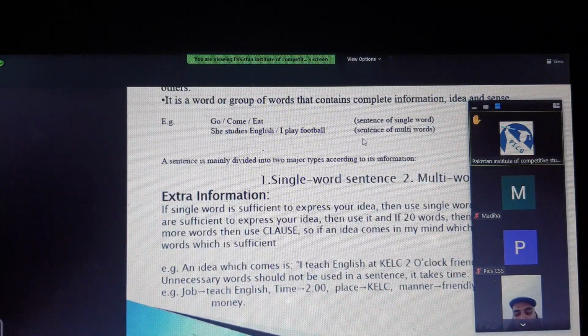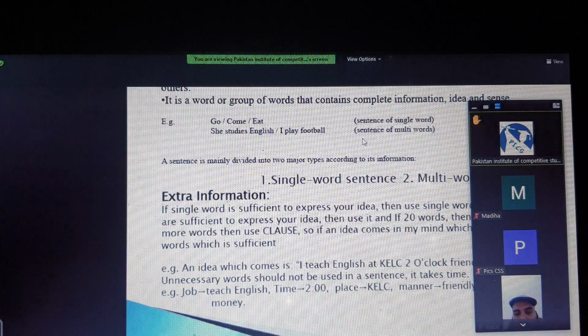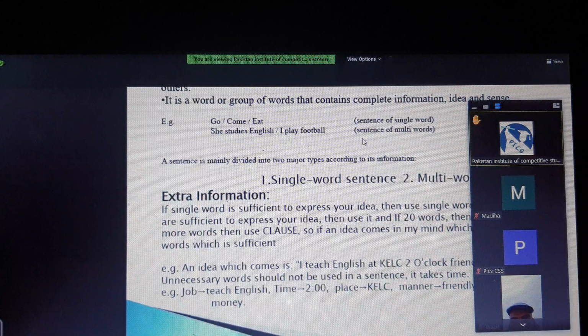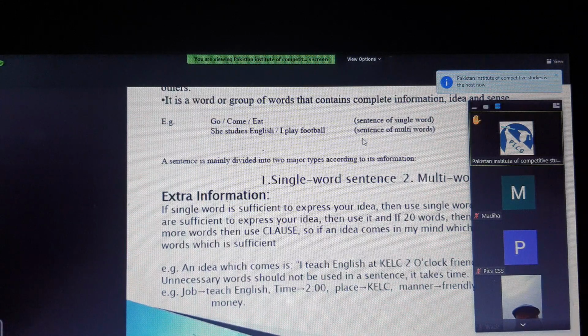So some sentences can have 4 words, some sentences can have 5 words, some sentences can have 10 words, some sentences can have 20 words. So if a sentence has 20 words, it means these 20 words were the requirements of that idea. If a sentence has 10 words, it means these 10 words were the requirement of that idea. So every number of words is the requirement of that idea.